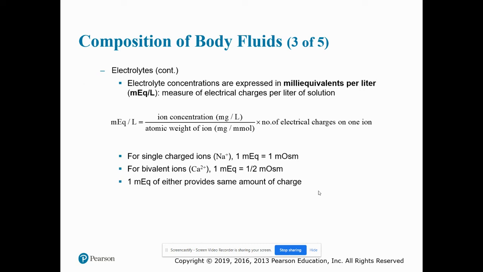Electrolyte concentrations are expressed in milliequivalents per liter, and this is a measure of electrical charge per liter of solution. And this is an equation down here. I'm not going to ask you to work anything out on this, so I just wanted you to know what milliequivalents per liter were in case you came across that in your reading.